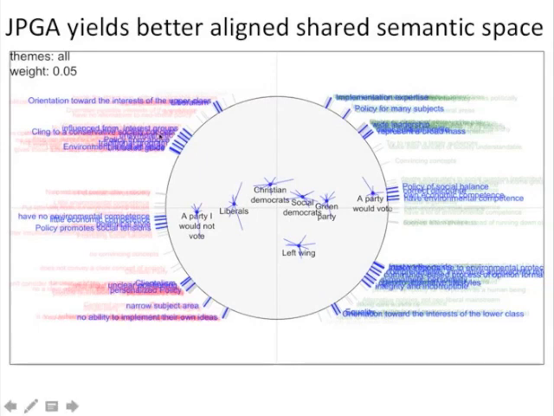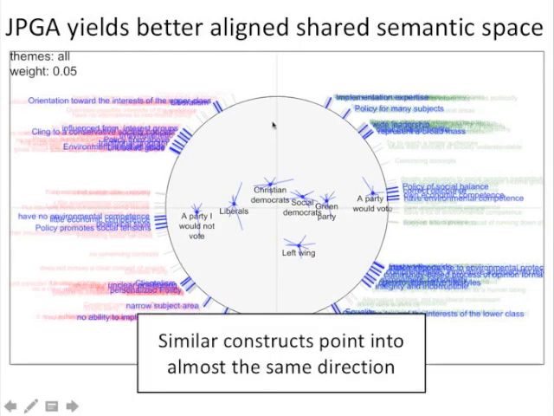Now, this is what we get with the weight of 0.05, which does not mean that 95% of the weight is on the constructs, because they cannot be really compared. It's just some value. It cannot be interpreted in terms of percentages, at least not without some caution. So now we see the seams in the space, and similar constructs point into almost the same direction. They gather, the gray ones here, gather around the themes.